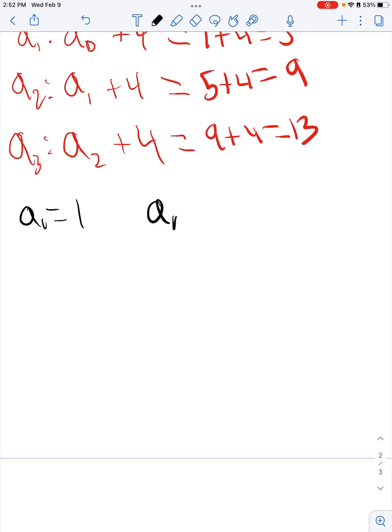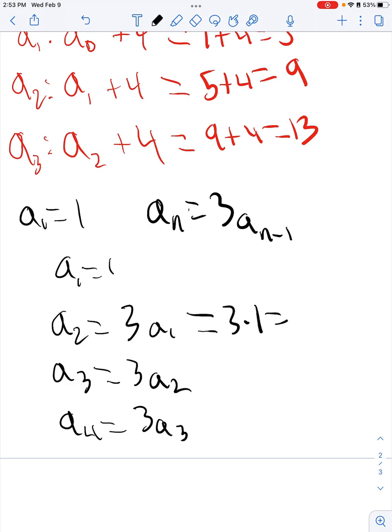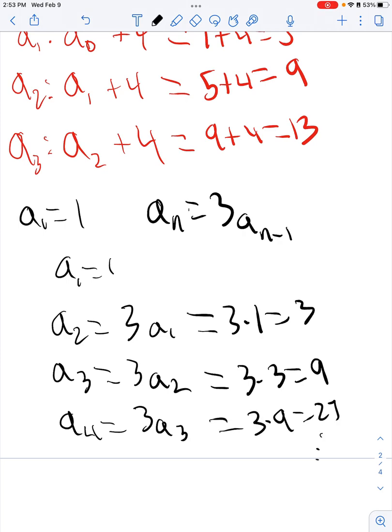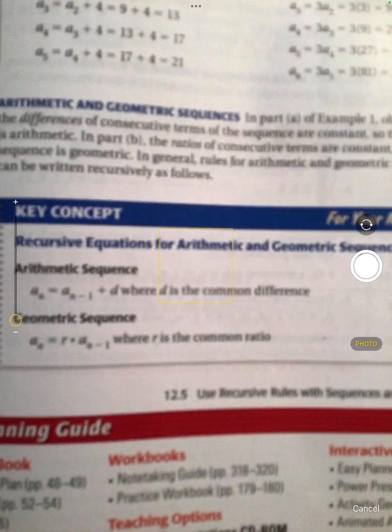Another example: our first term is 1, and our recursive equation is multiplying the previous term by 3. So a sub 2 is 3 times a sub 1. A sub 3 is 3 times a sub 2. A sub 4 is 3 times a sub 3. So this is 3 times 1, which is 3. 3 times 3, which is 9. 3 times 9, which is 27, and you could go on and on.